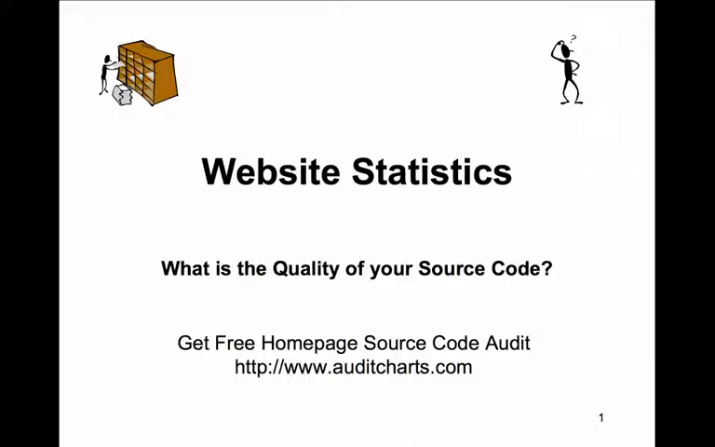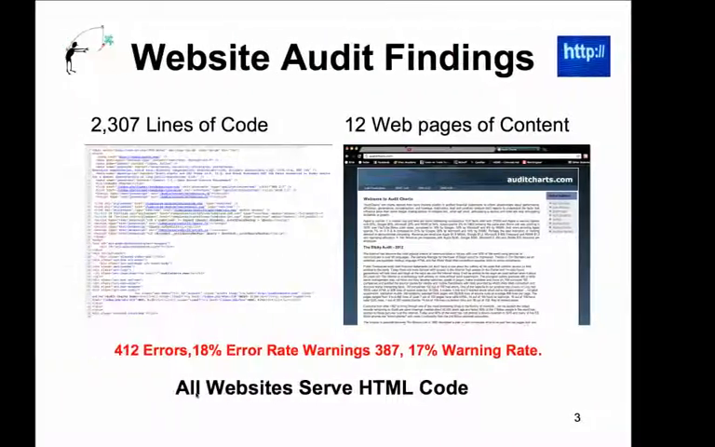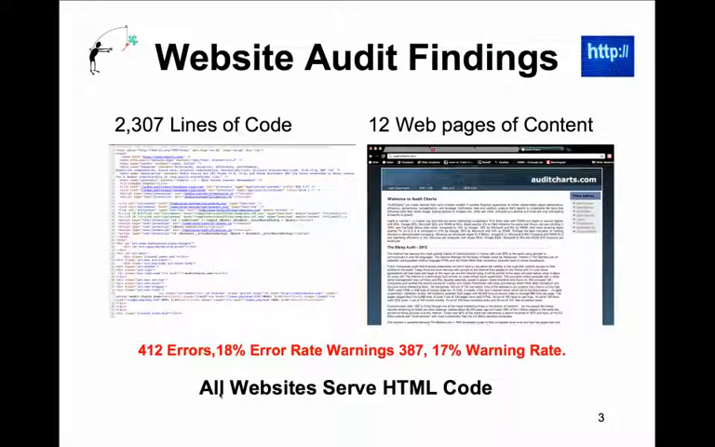Today, there are over 350 million websites with over 200 million active. A survey of over 900 websites for W3C compliance reveals a 28% error rate, and all of the websites have mobile errors. Let's take a closer look at the facts. All web pages have two things in common: content and code.